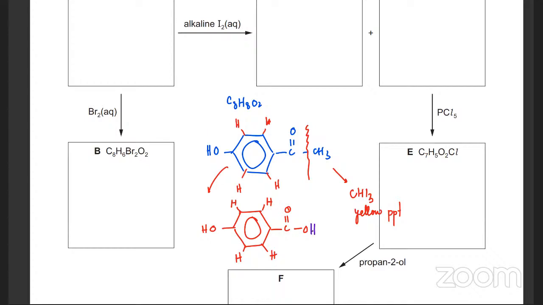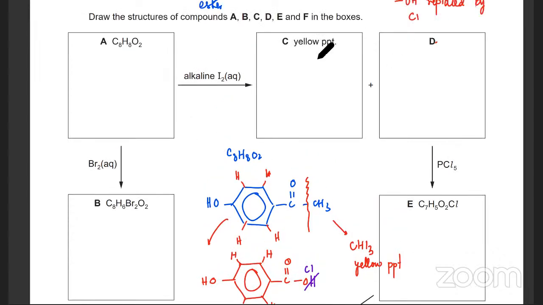And then this OH gets replaced by Cl. So that is what is happening here. And you have to draw these things over here. So we did draw some of them. Now he's talking about the yellow precipitate, which is CHI3. So I'm going to quickly, this is this molecule over here. What is this molecule? It's the same molecule, except these two positions are going to be bromine. This other part is this one.